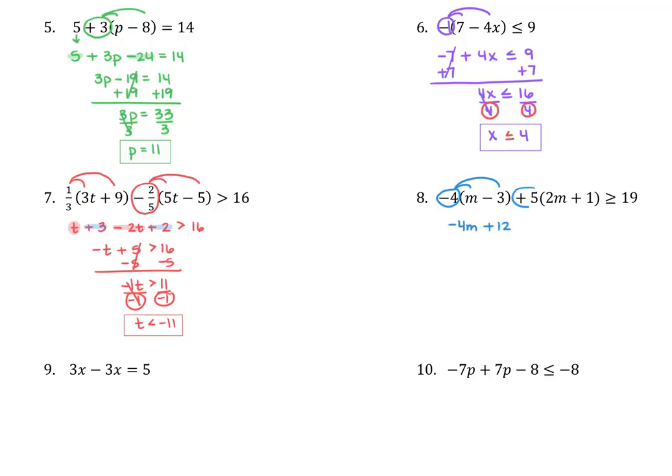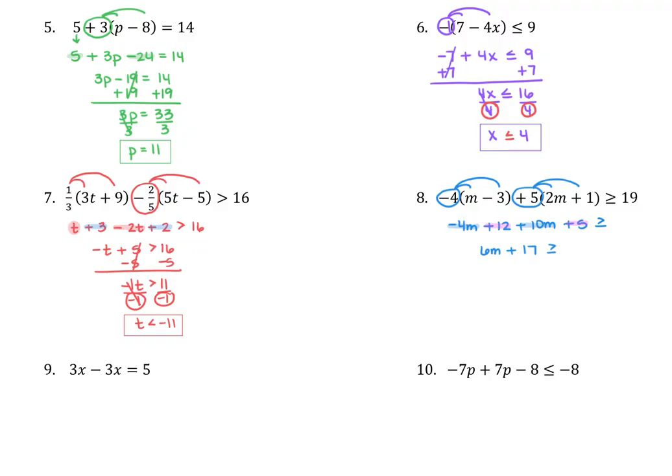I'm going to distribute the +5 to the second parentheses, so 5 times 2m gives me 10m, and 5 times 1 gives me +5. Drop down my inequality sign. Now I'm ready to combine like terms. -4m and +10m leaves me 6m. Combine my whole values, 12 and 5. That's going to give me 17.